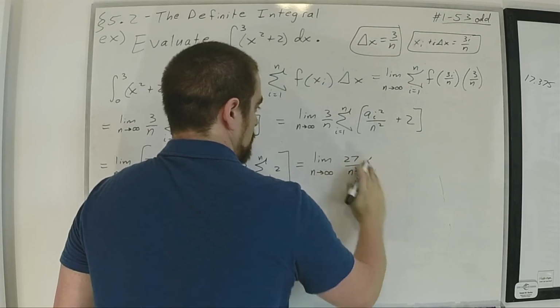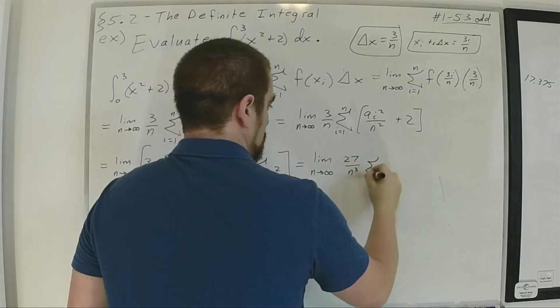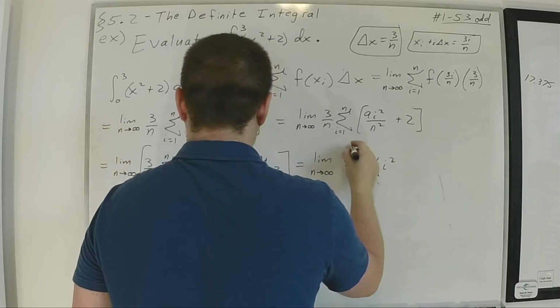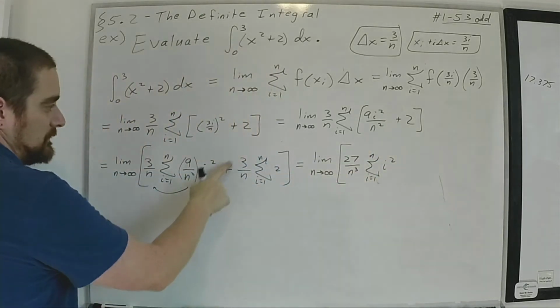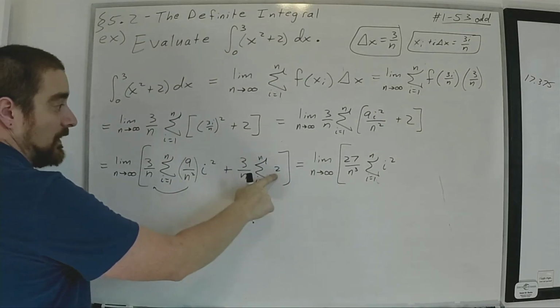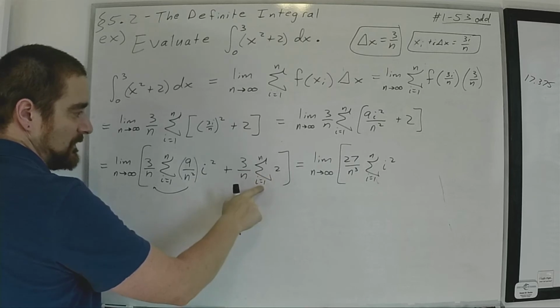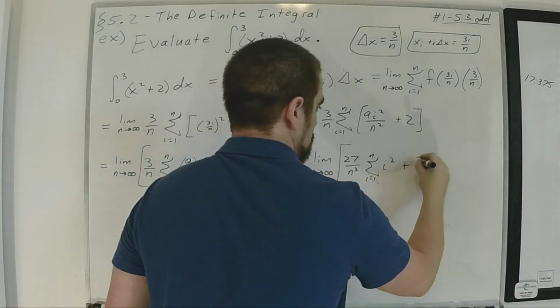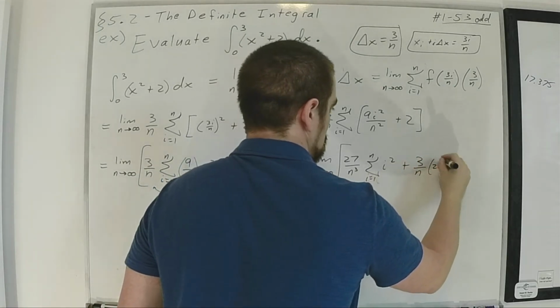And now I'm looking for the summation from i equals 1 to n of i squared. Plus, here's 3 over n times the summation from i equals 1 to n of the constant 2. Remember, when you do the sum of a constant, all you have to do is write this as 2 times n. So this is plus 3 over n times 2 times n.